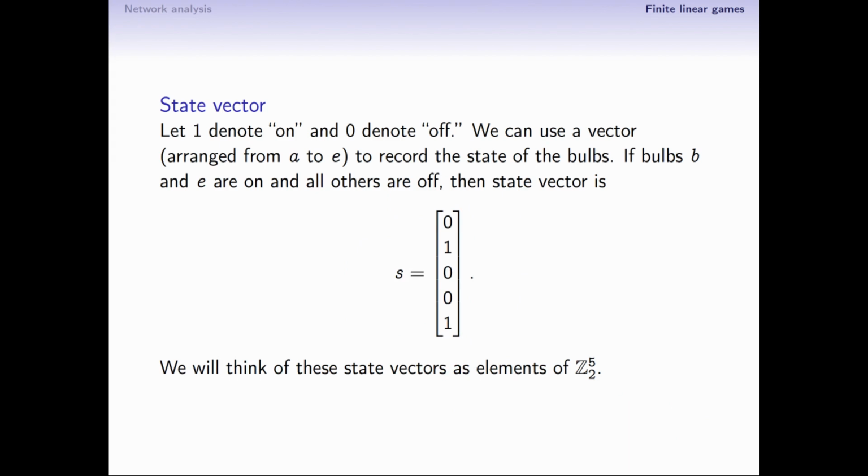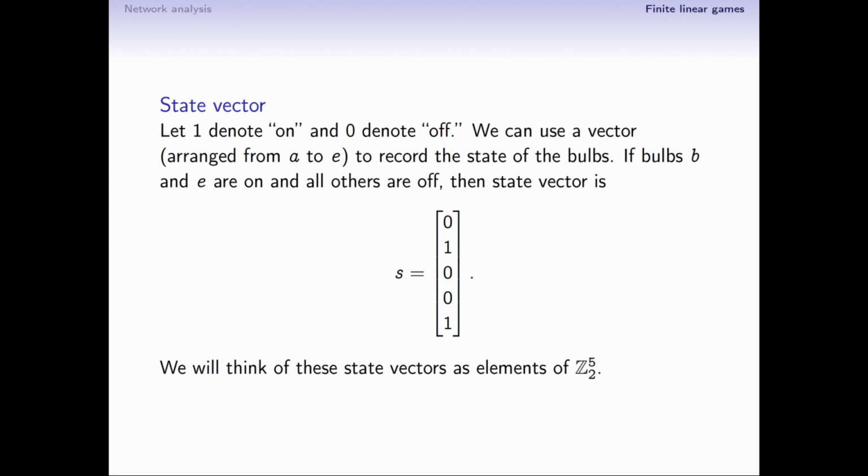Now, we can think of any of these state vectors as elements of the vector space Z sub 2 superscript 5. And if you remember how to read this, the superscript is telling me how many components my vector has. So there are going to be 5 components, 1 for each bulb. And the Z2 is telling me that the components themselves are coming from Z2, so they're either going to be 0 or 1 accordingly.